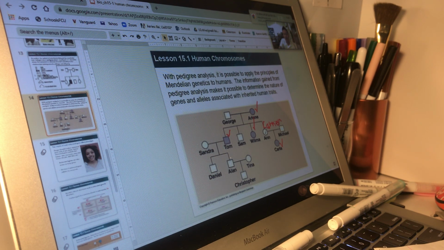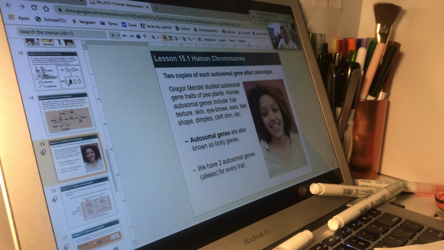Carrier. Ann carries the disease. She gave it to her daughter, Carla. So most likely, what is my conclusion? This one is not sex-linked. It is autosomal. A for autosomal. It's an autosomal disease. Now, what is an autosomal disease? An autosomal disease is a disease that is found on chromosome number 1 through 22. It is not sex-related.